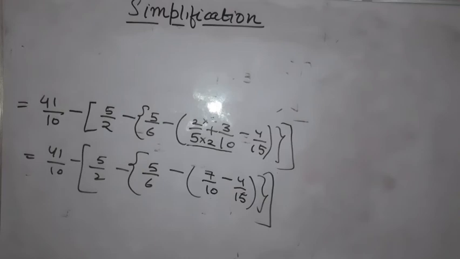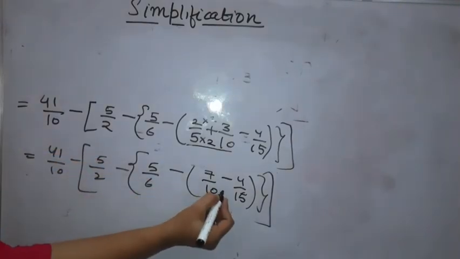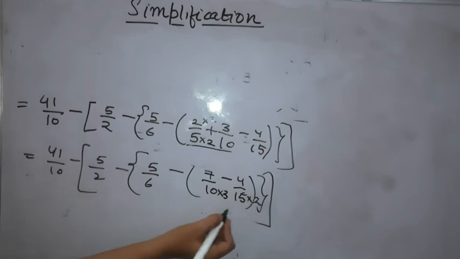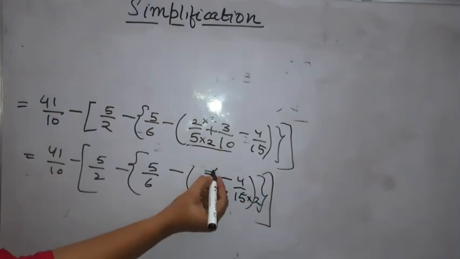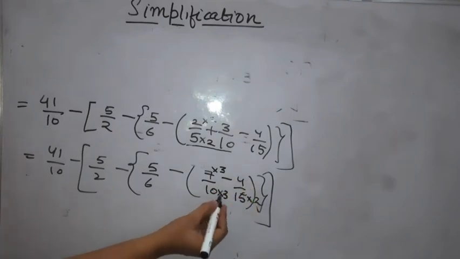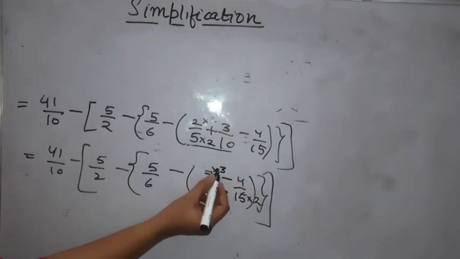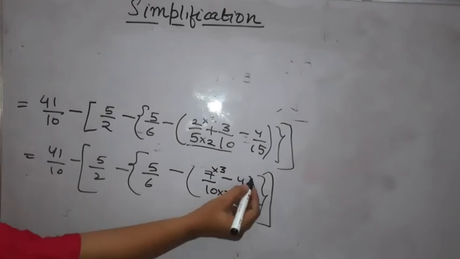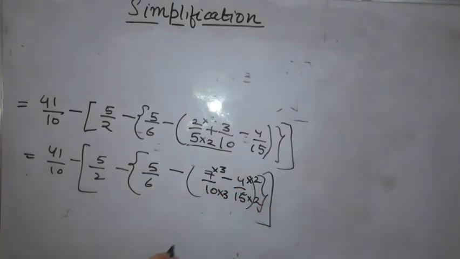Now to make it 30, 10 has to be multiplied by 3. To make it 30, 15 को आप 2 से मल्टीप्लाई करेंगे, तो सेम नंबर से आपको न्यूमरेटर में भी मल्टीप्लाई करना है. सो 10 को अगर आपने 3 से मल्टीप्लाई किया, 7 has to be multiplied by 3. If you have multiplied 15 by 2, 4 has to be multiplied by 2.